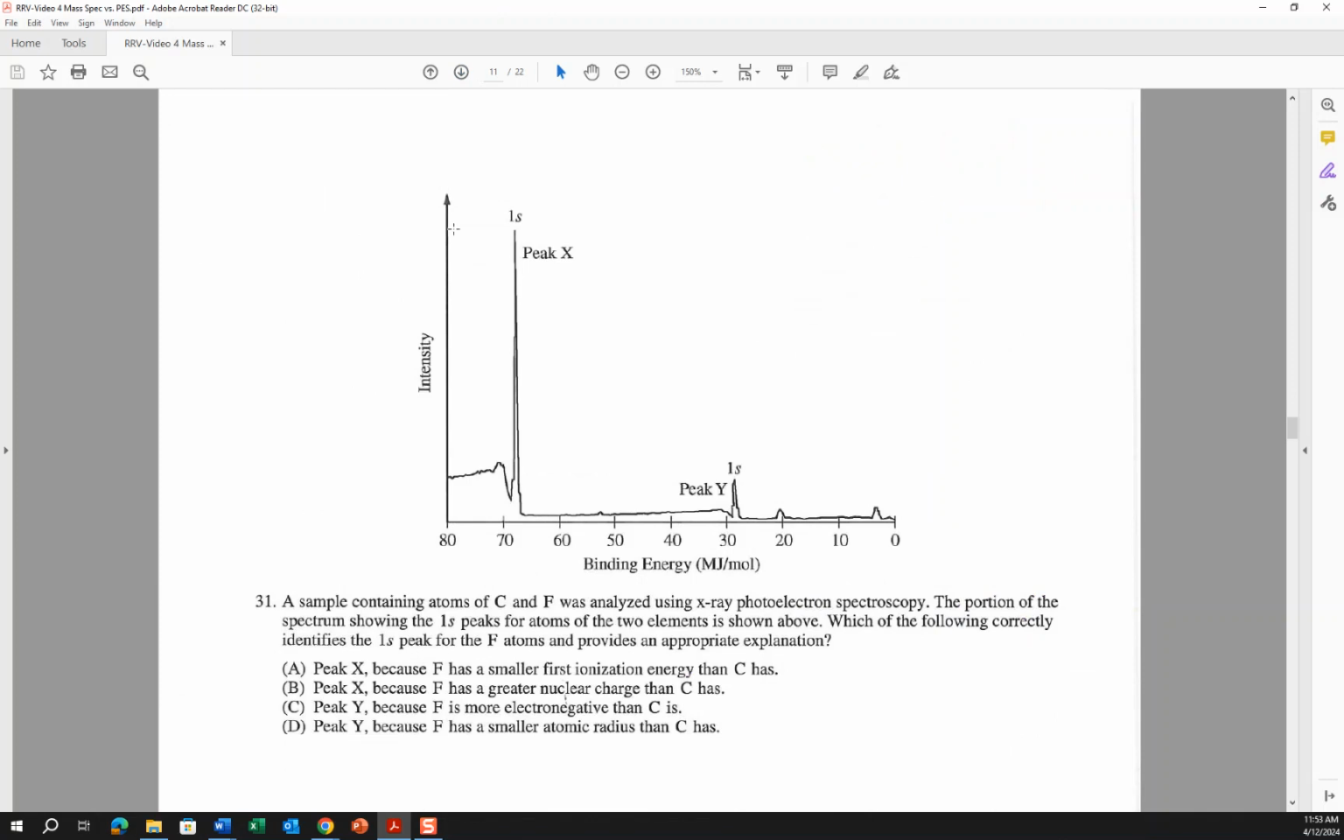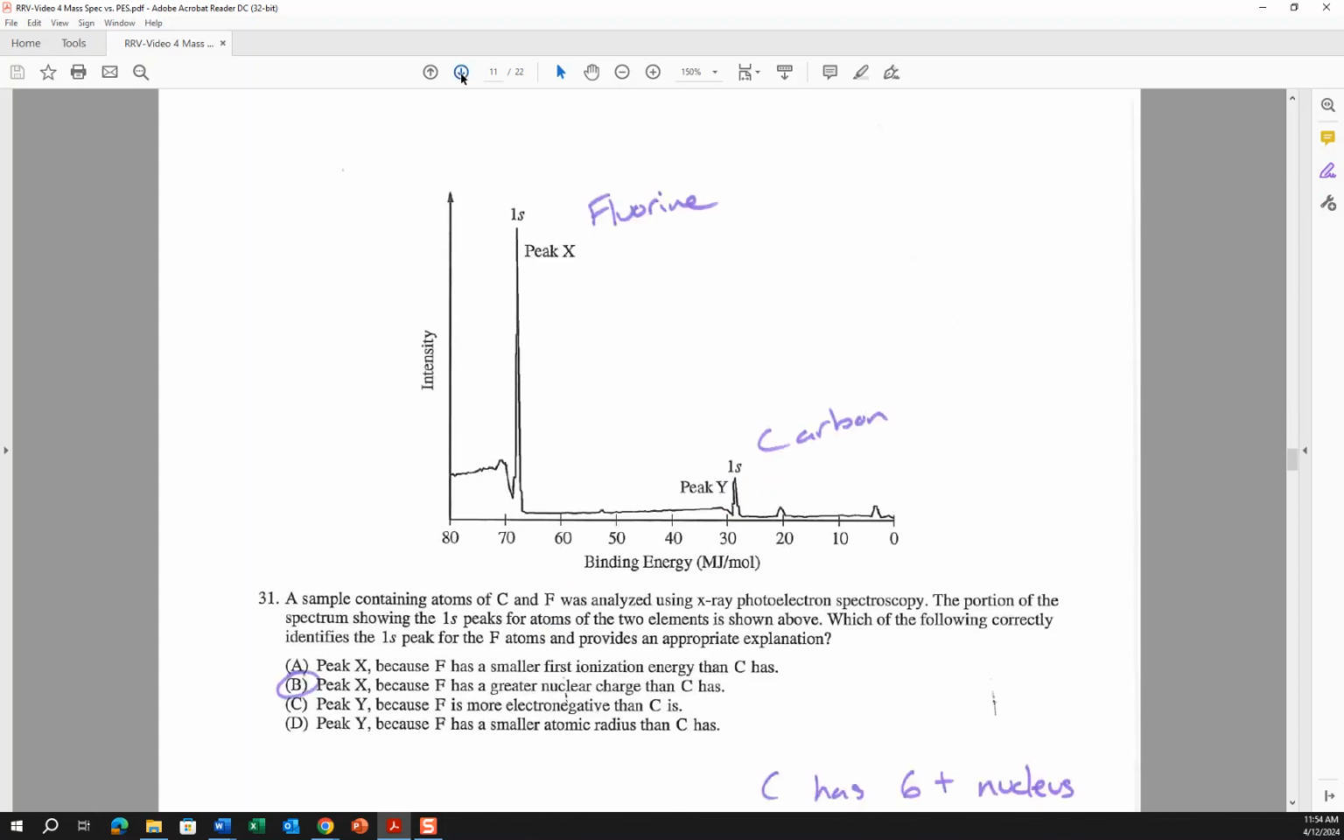Okay. Here's another partial. It's a 1s peak, and one of these peaks is carbon and one is fluorine. They're both 1s, so they're both core electrons. They're not valence electrons. And fluorine just has more protons. So since fluorine has more protons, I'm guessing this is the peak for fluorine, and this is the peak for carbon, because the peak for fluorine should have stronger binding energy. Okay, and let's see if I'm right. Yeah, peak X is the fluorine because of its greater nuclear charge. Be careful though, understand the reason for peak X being fluorine. So the answer here is B. Okay.